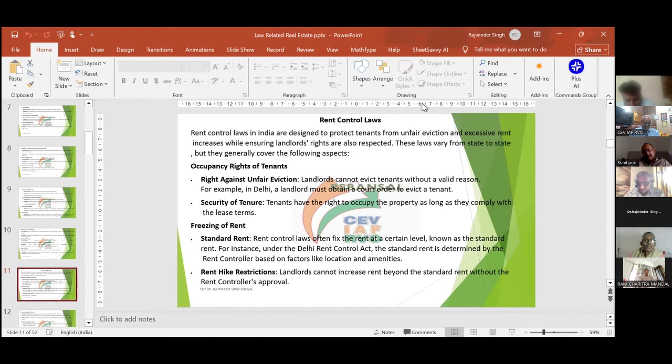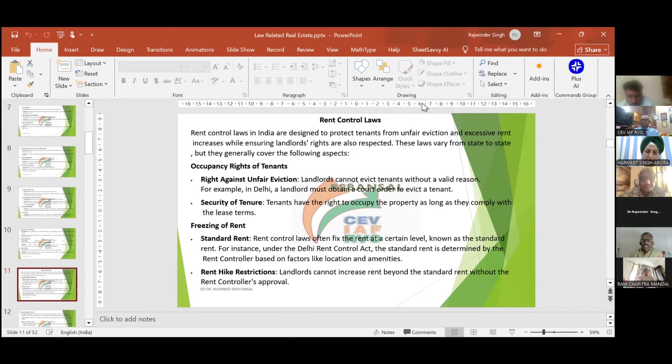Then freezing of rent. Standard rent. You all know what is standard rent. What is standard rent? Anybody who can explain what is standard rent? It is fixed by the court.